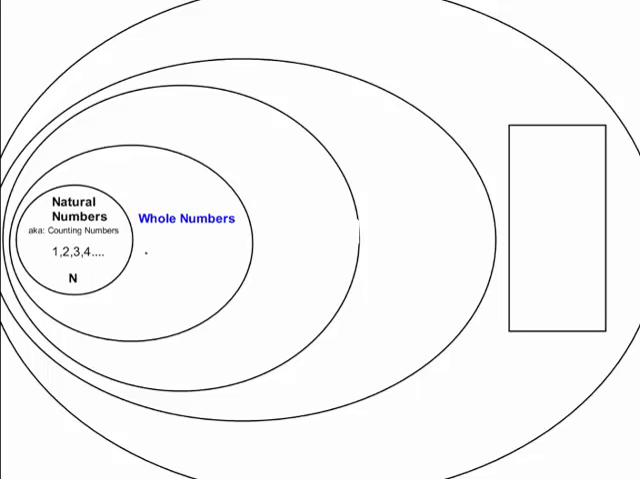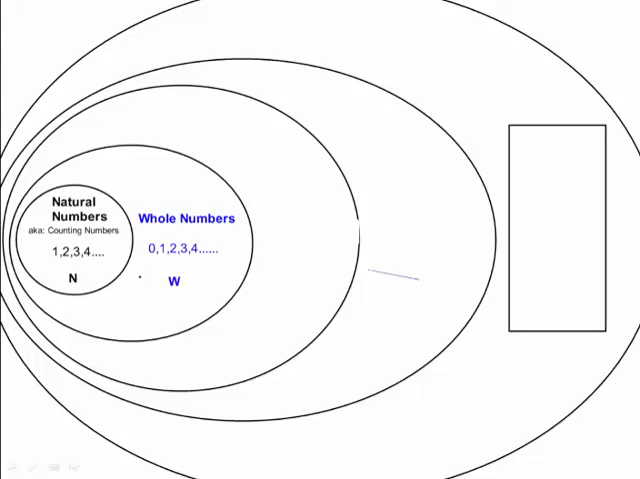Then the next set of numbers, which the natural numbers, as you can see, fit inside of, are the whole numbers. And those include 0. And that's the only difference between natural numbers and whole numbers, is that whole numbers are all of the natural numbers plus 0. And they are symbolized with a bolded W.